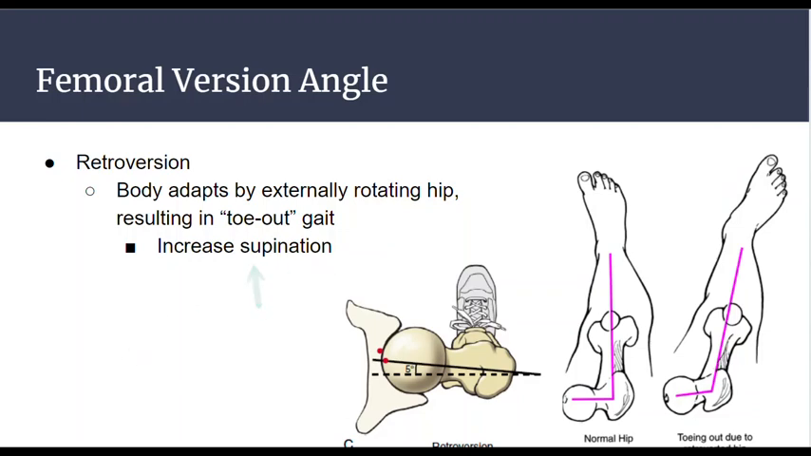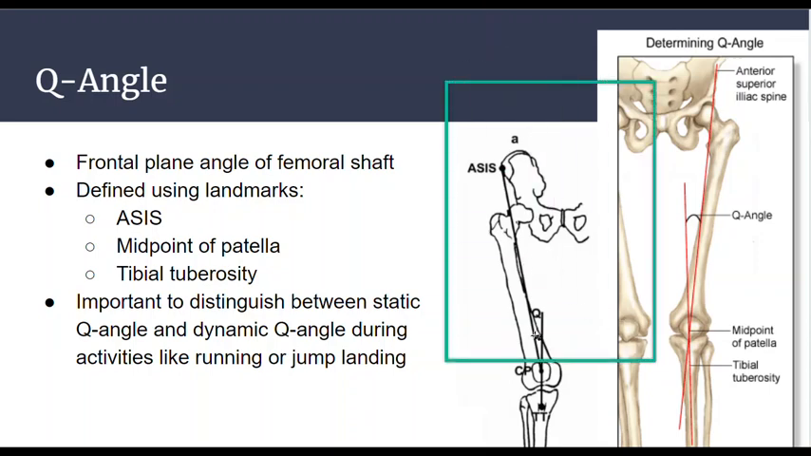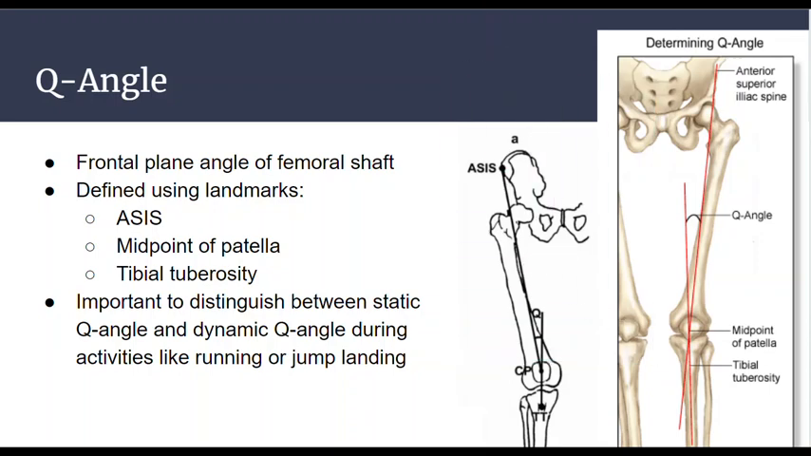foot. The final morphology change, which is not really a structural change. They're measuring certain things statically, which may or may not affect motion. And there's a lot of debate with the Q angle and what it's actually related to. So again, this is in the frontal plane, right, with the anterior posterior.